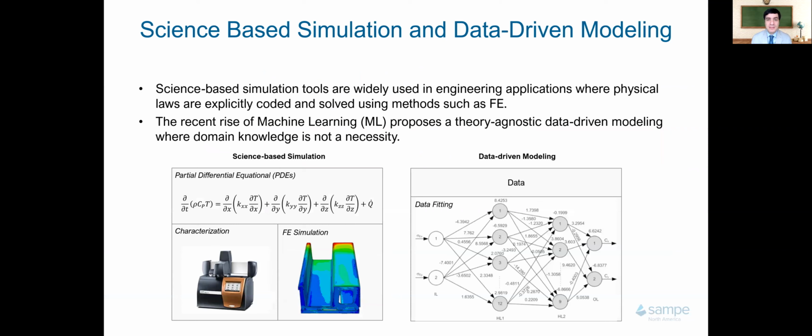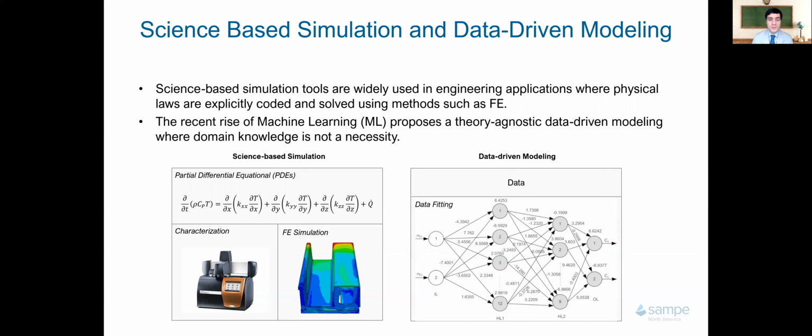If you look at science-based simulation versus data-driven modeling in general, as we call it, machine learning these days, think about a specific physical problem. Let's say heat transfer during processing of composites. To solve this problem, traditionally, we start with understanding the underlying physics, establishing partial differential equations that describe that physics on the basis of conservations, usually conservation of energy or mass or momentum. We characterize the problem, and then we set to solve the problem numerically using methods such as finite element methods. That's a very well-established method with rigorous mathematical foundation.